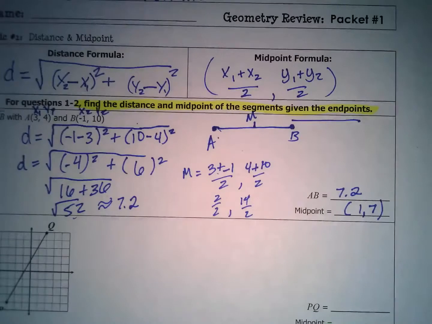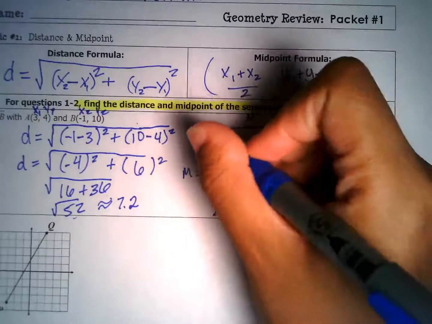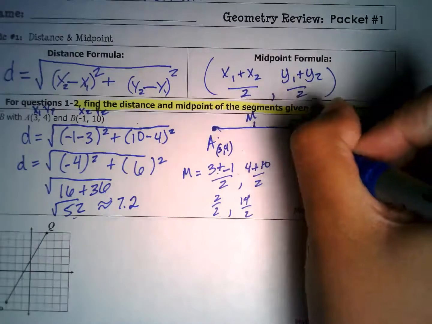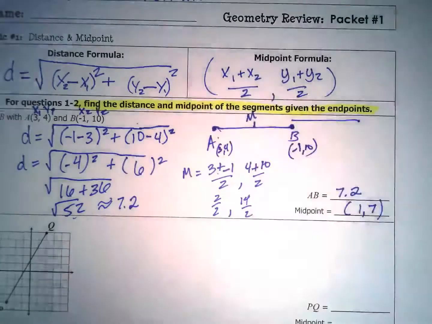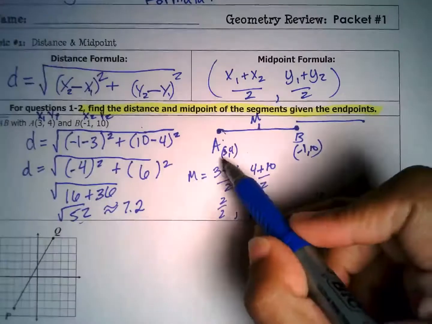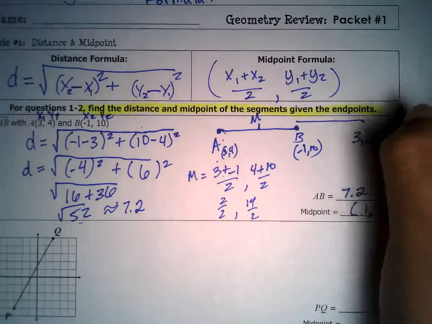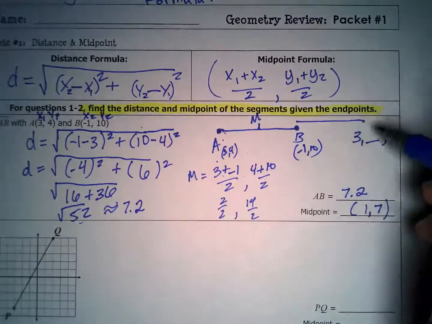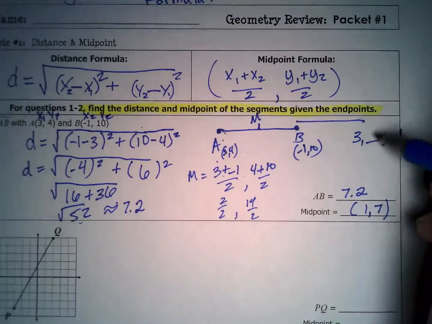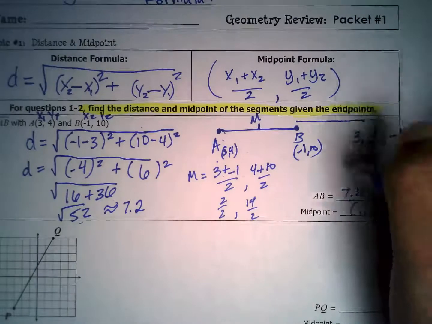Remember that shortcut for if they give you a midpoint? So if this point right here is 3, 4, and over here is negative 1, 10. Remember how you look for that pattern? It should be a nice pattern going from 3 to negative 1. Going from 3 to negative 1, I'm going down by 2 to get 1, and down by 2 again to get negative 1.